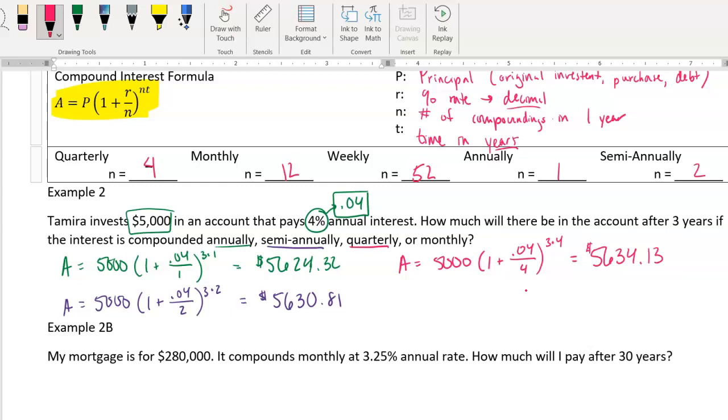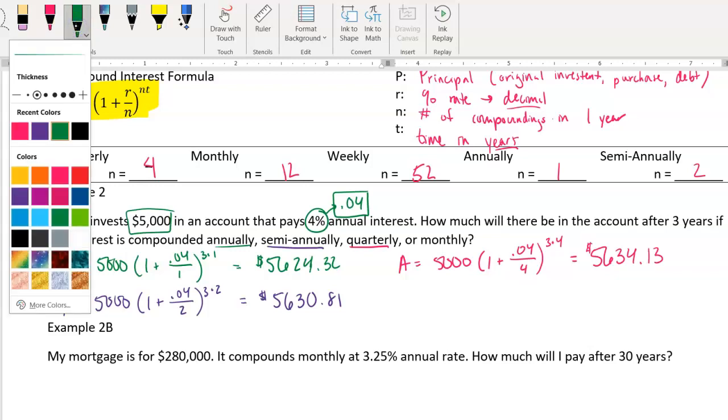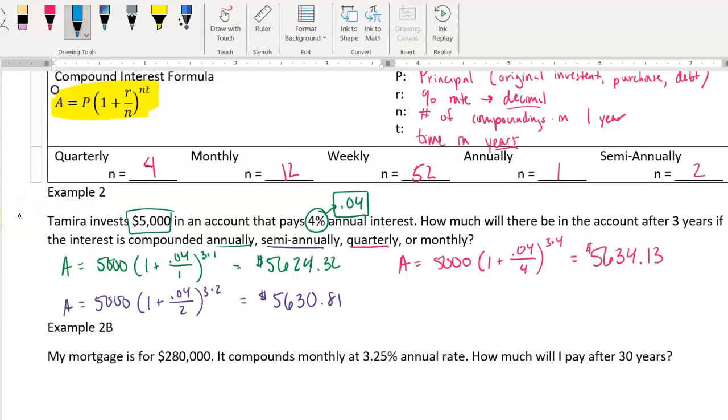All right, so now we see the increase. So now it's $10 compared to what we had compounded annually. And let's do one more. So this one we'll do for if it were compounded monthly.